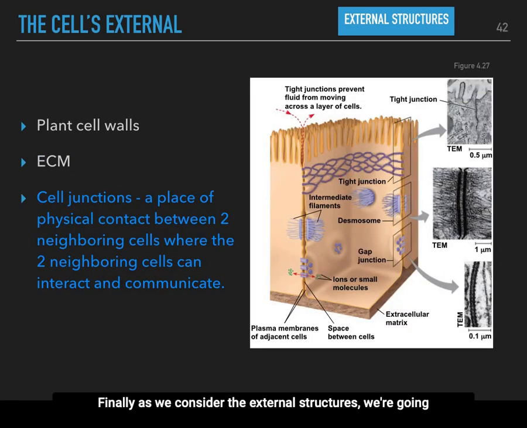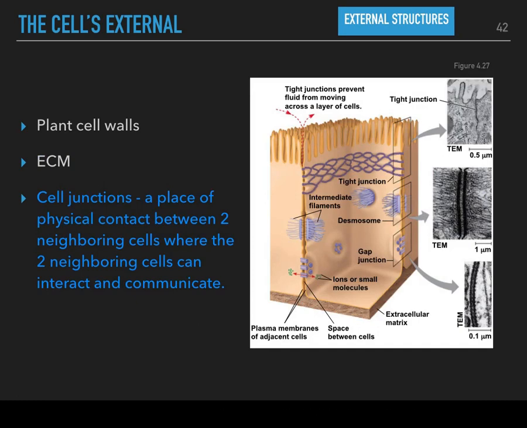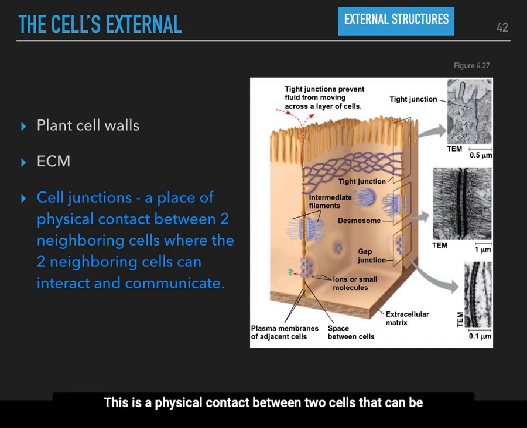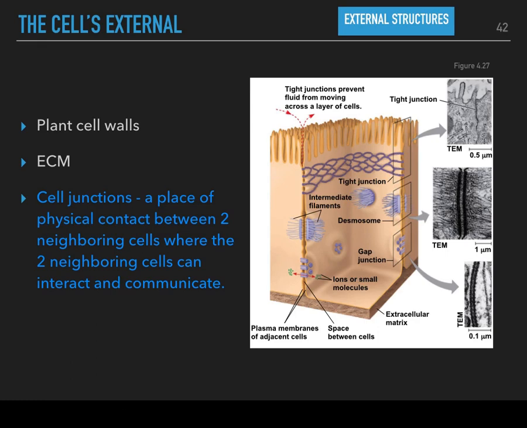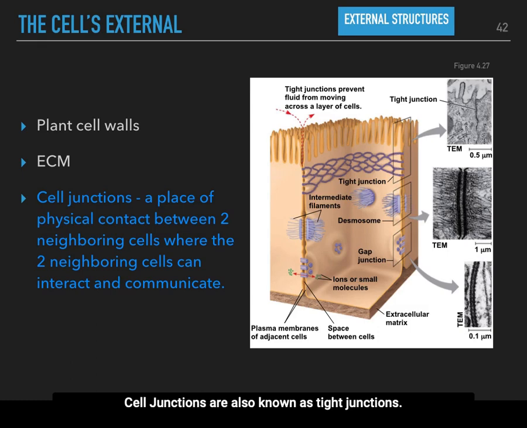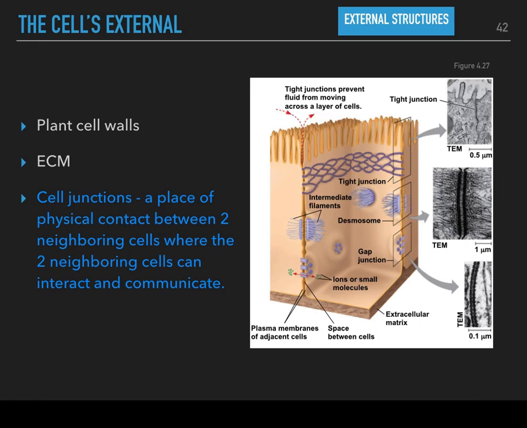Finally, as we consider the external structures, we're going to talk about cell junctions. This is a physical contact between 2 cells that can be used for communication. Cell junctions are also known as tight junctions. These are both depicted in the image as well as in the drawing on the right.